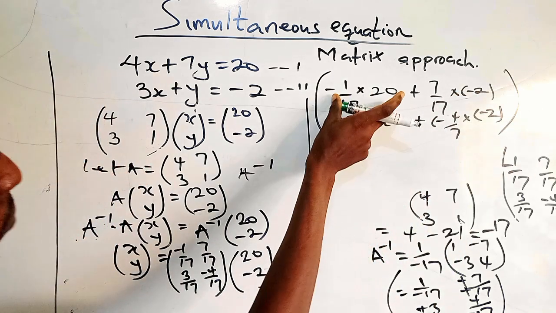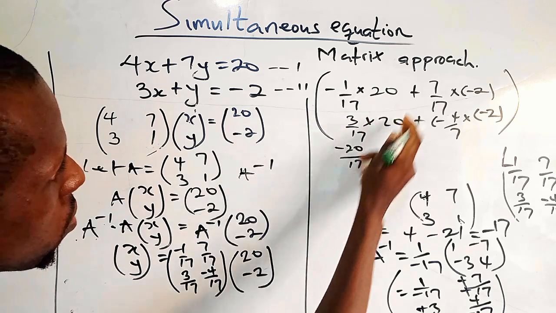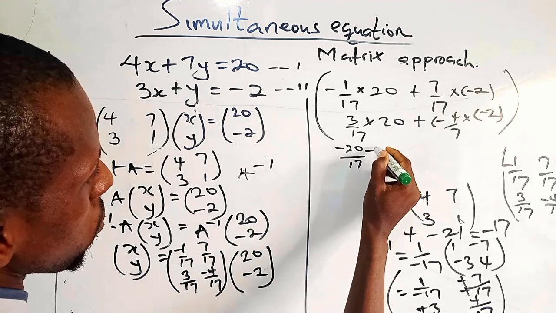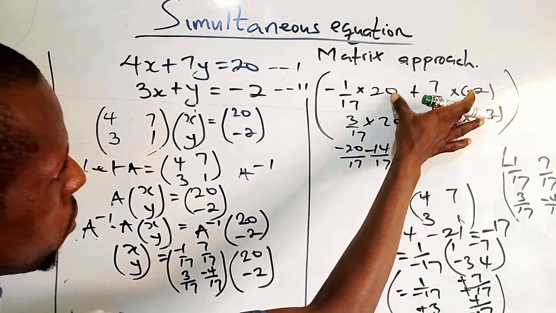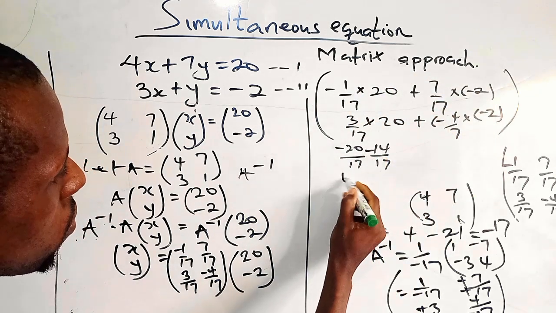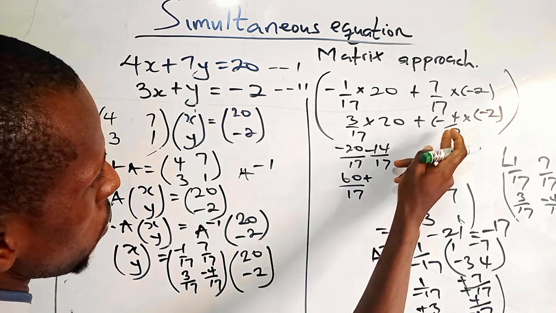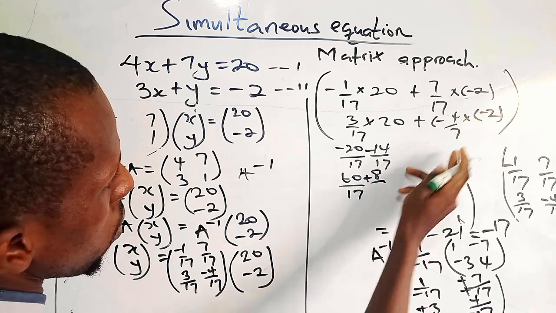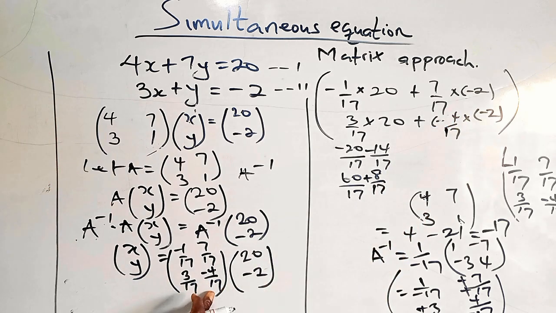So when we open up this, we have 1 times this is minus 20 over 17 plus, so here we have minus 7 times 2 is minus 14 over 17. That is for the first row. For the down row, when we multiply this, we have 60 over 17, plus here we have 4 times 2 is 8 over 17. This is minus 4 over 17.